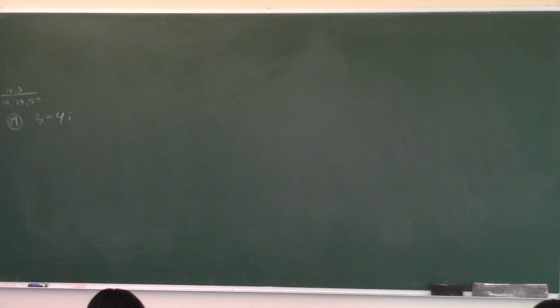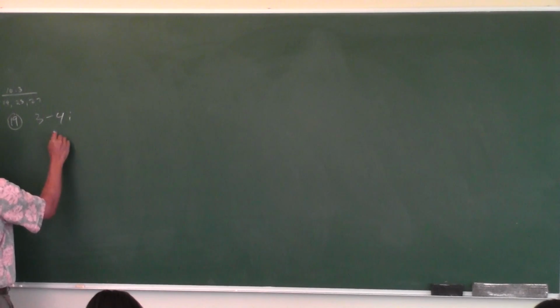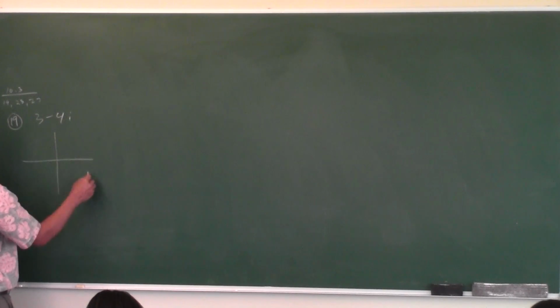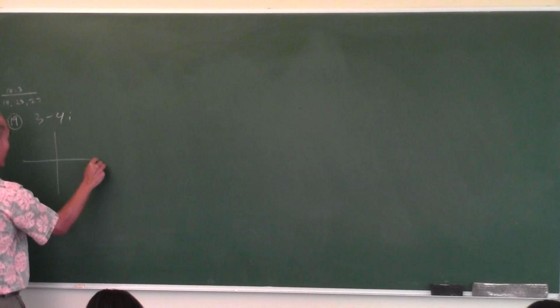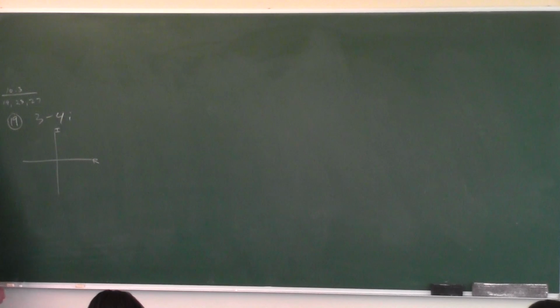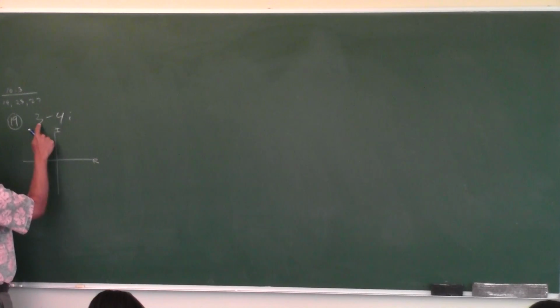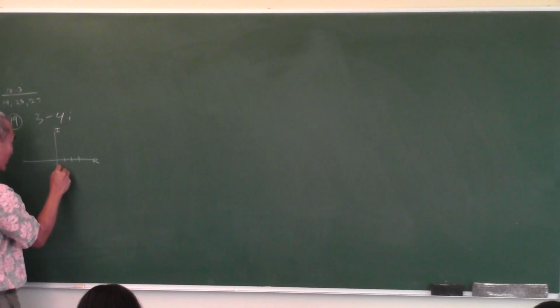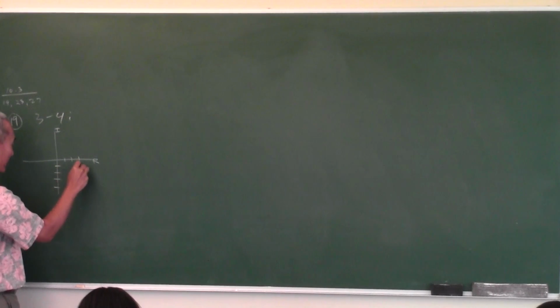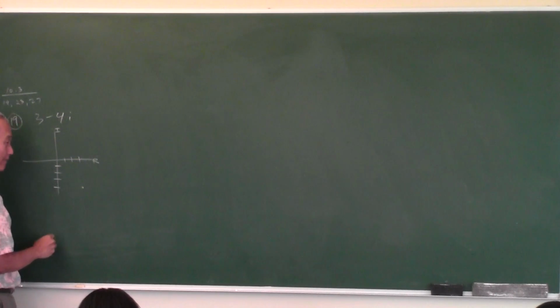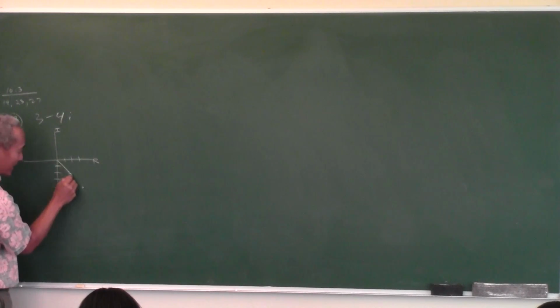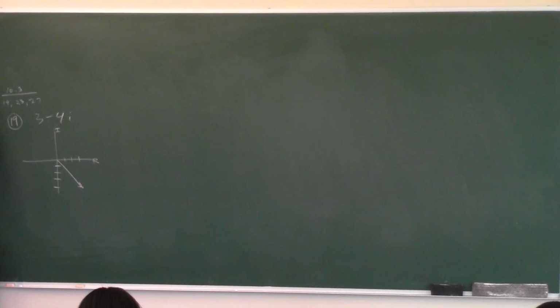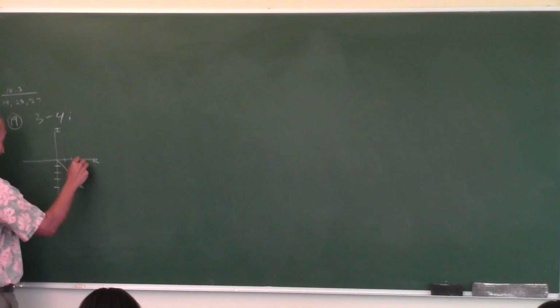Okay, to put this into polar form, first thing you do is draw the picture. The only difference is instead of the x and the y-axis, you have the real and the imaginary axis. So basically, you're just plotting the point 3, negative 4. You go 3 on the real, 4 on the imaginary, and then you draw a vector that goes from the origin to that point. That's what a complex number is. It's a vector.